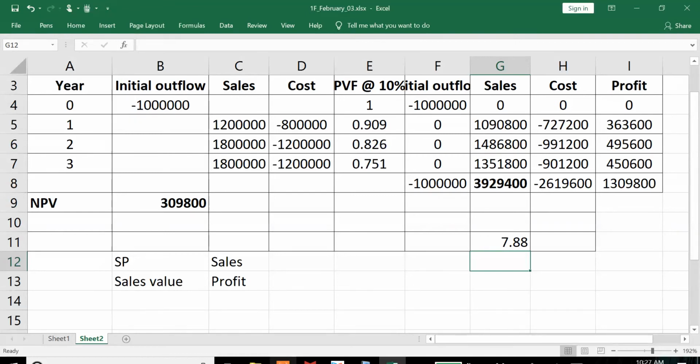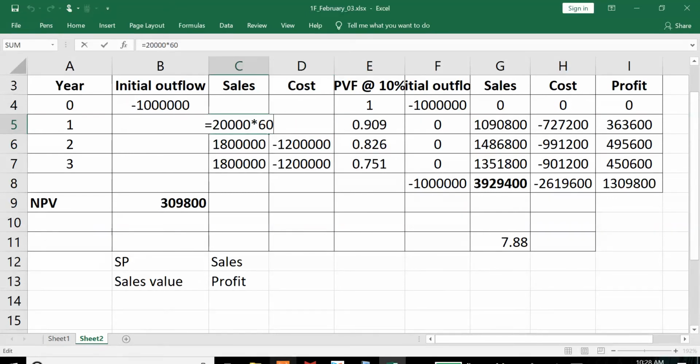Okay, now for your better understanding, write the next point. Break even selling price: break even is basically the price at which you will generate 0 NPV. Break even selling price is equal to 60 rupees minus 7.88%. What's the selling price you generate? 55. Okay, 55.